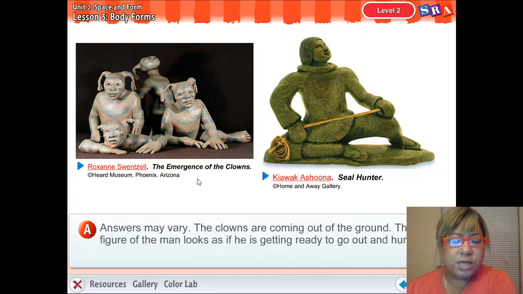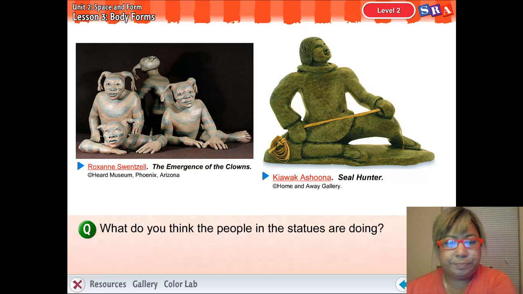I don't know about the first ones. The clowns are, oh my goodness, they're coming out of the ground. That would be a very interesting story to look up. And then the figure of the man looks like he's getting ready to go out and hunt.